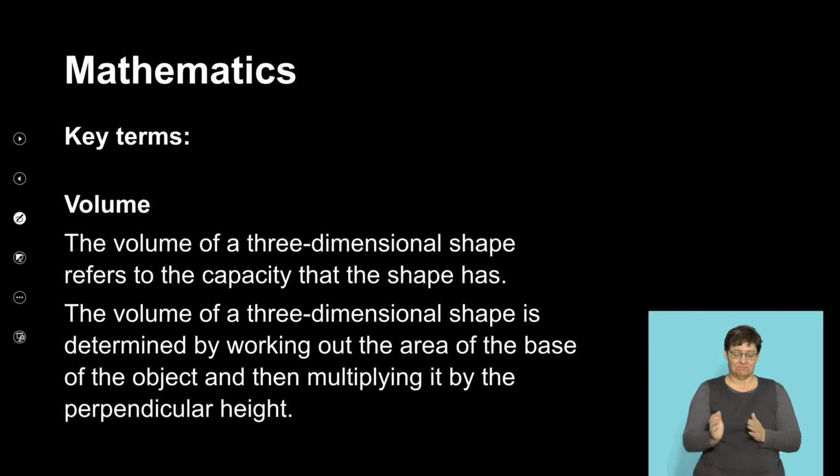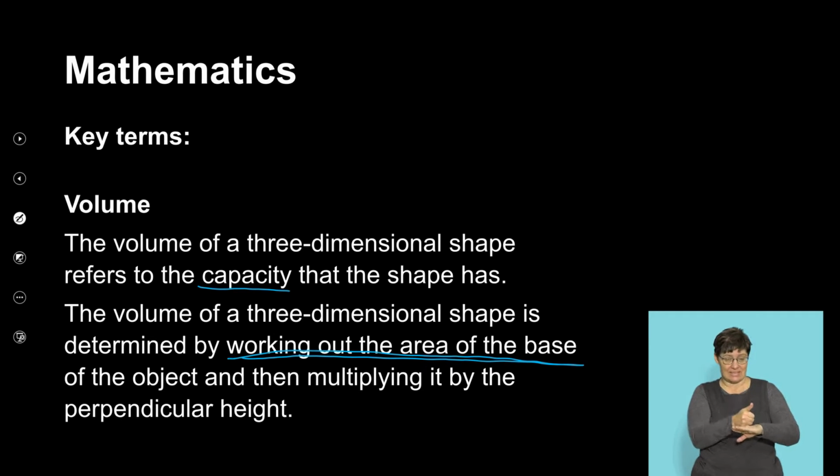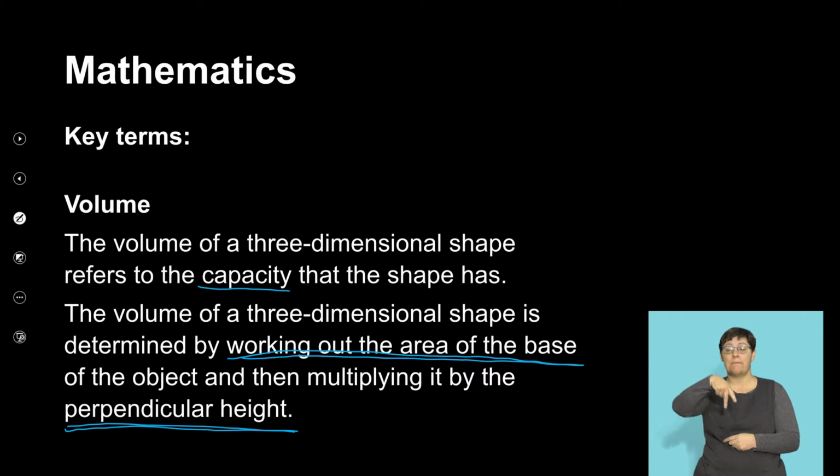So let us define volume. The volume of a three-dimensional shape refers to the capacity that the shape has. The volume of a three-dimensional shape is determined by working out the area of the base. And once we have the area of the base of the object, we then multiply it by the perpendicular height. So please just make sure that you're comfortable with the idea of me working out the area of the base of the shape, and I multiply it by the perpendicular height.